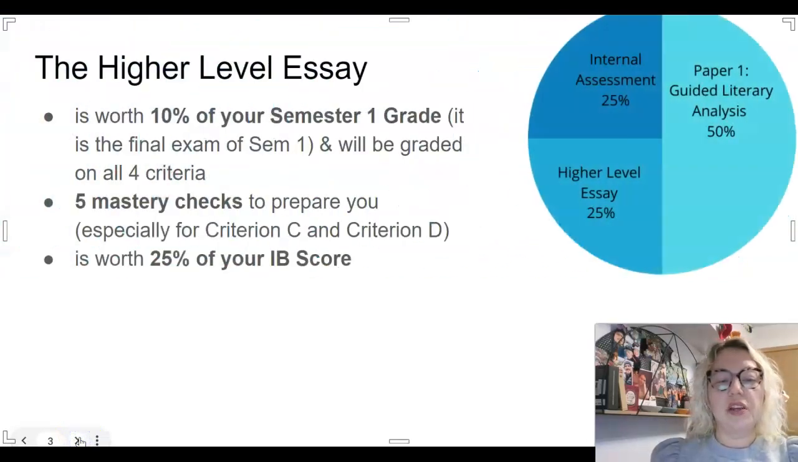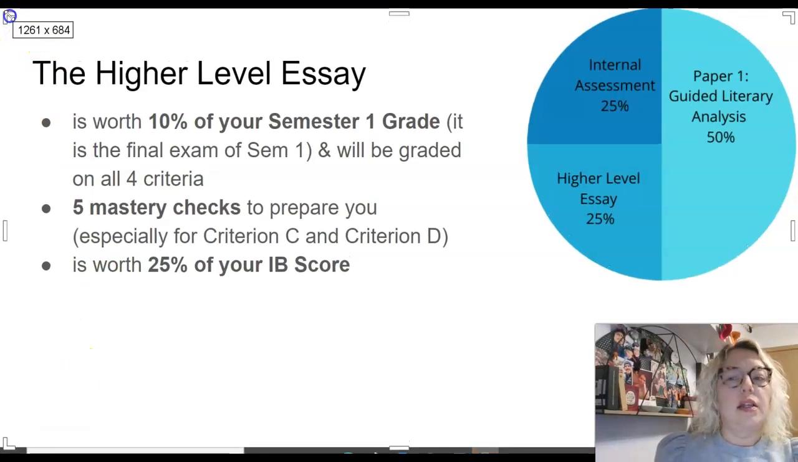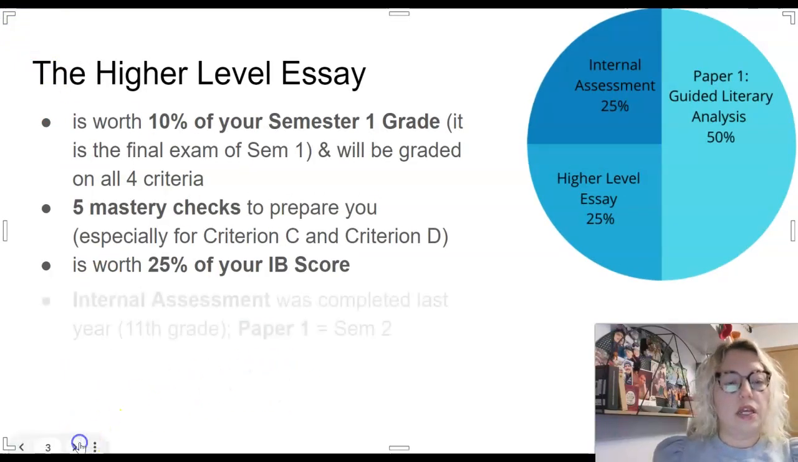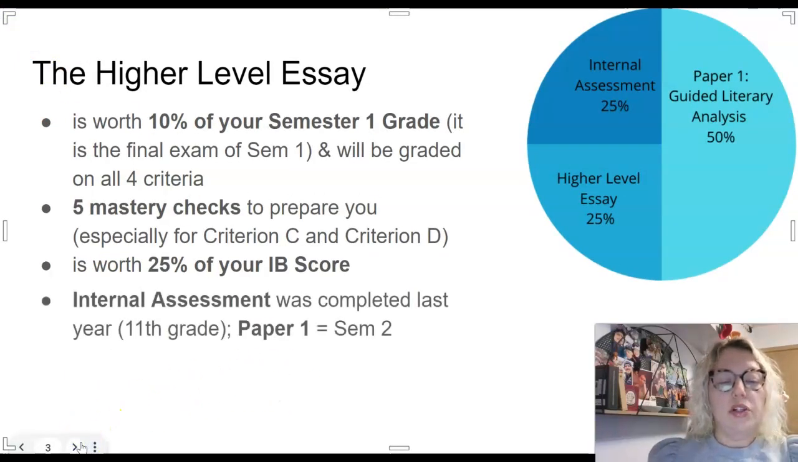So 25% of your IB score is the higher level essay, and so for that reason it is important as well. The internal assessment up here, this you did last year already, so it's the higher level essay we're doing now, and then you're going to be halfway done with the IB program. What's the other half? It's paper 1, and that is what we're going to spend all of semester 2 working on.